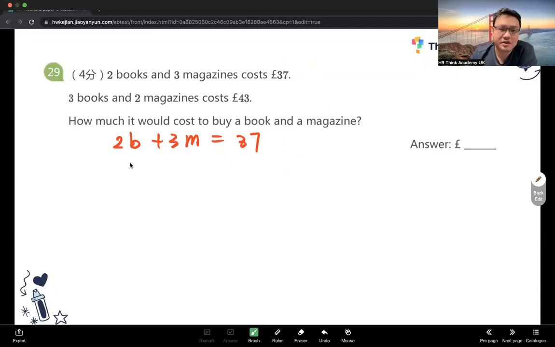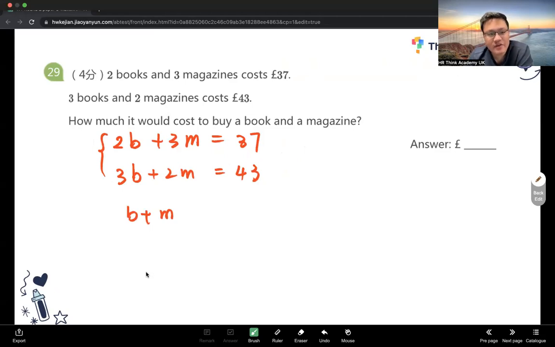Okay, let's continue. And then you have 3B plus 2M equals 43. And the question is, what is 1B plus 1M? Guys, for this one, if you observe the coefficients of B and M in equation 1 and equation 2, you add these two equations together and you get 5B plus 5M, right? Because 2 plus 3 is 5, and 3 plus 2 is 5 as well. And that equals 37 plus 43.